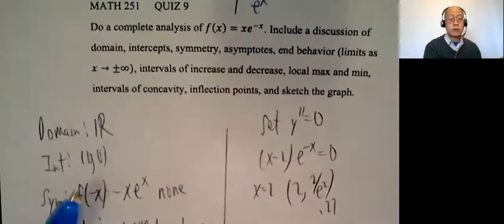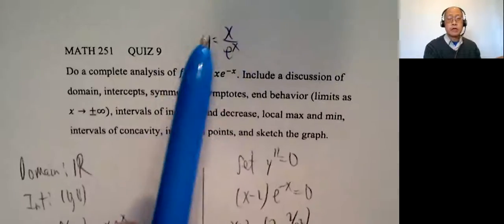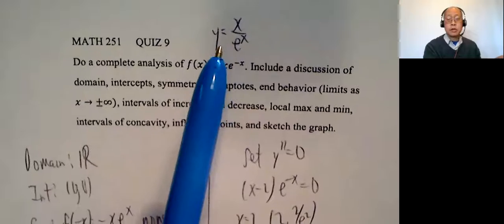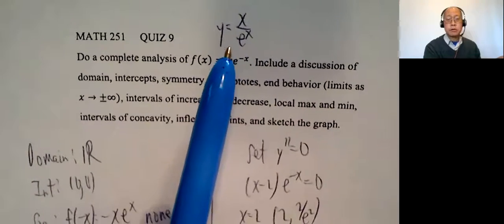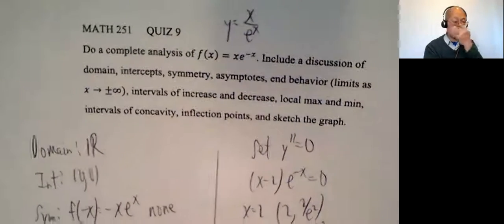All right, the domain is all real numbers. This is defined all the time. When you think of it like so, e to the x can never be 0, so it's always positive. So this is defined for all real numbers.